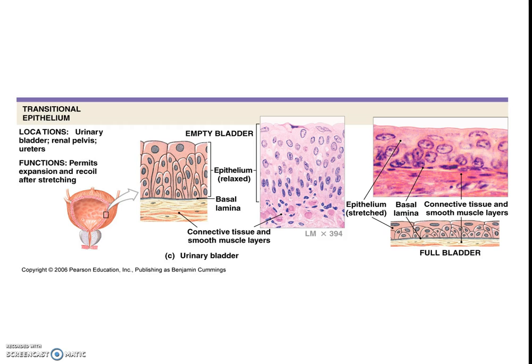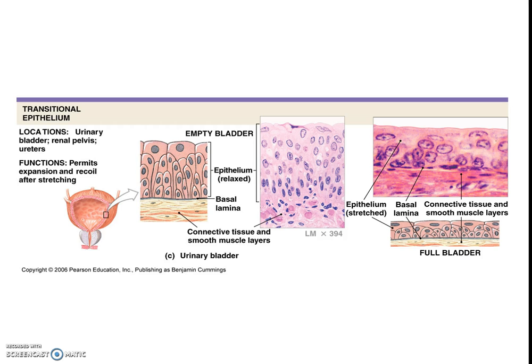Okay, here's a unique situation also. This is called transitional epithelium, and in transitional epithelium, what we have is we have cells that have the ability to stretch. Therefore, they change their shape. Now, something like the urinary bladder, as it fills up with urine, would have the ability for the cells to stretch as it fills up with the urine.